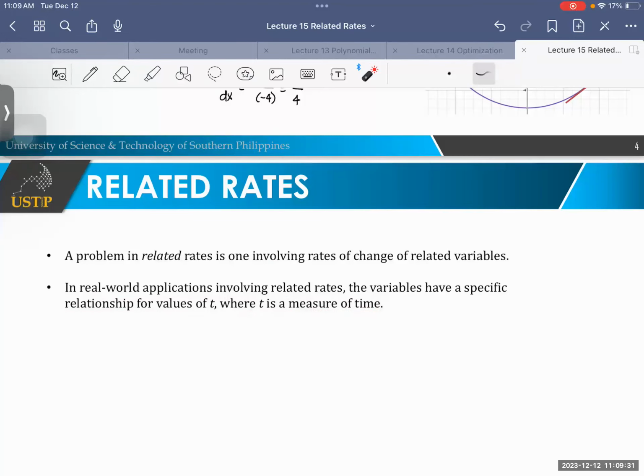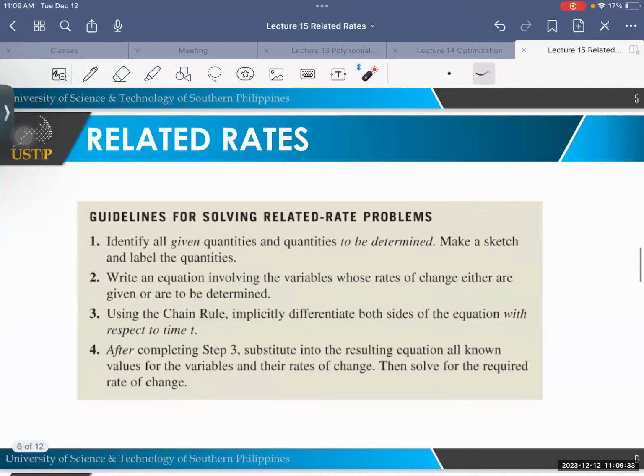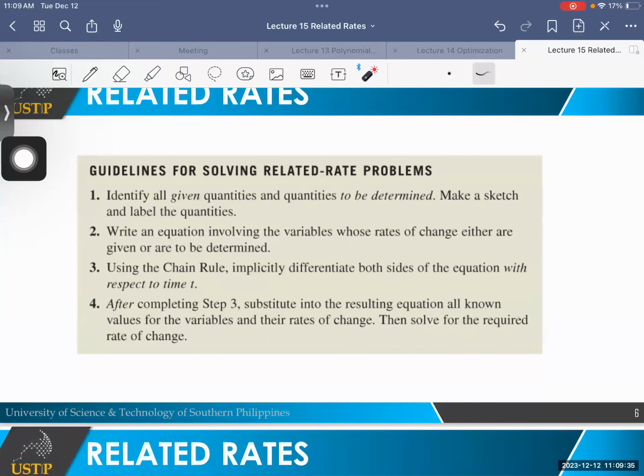Okay. Moving on. Guidelines sa data class. Usually, ang guidelines kay dili kay ninyo siya ma-remember unless kung sige mong solve, pero ato lang gyapon i-hatagalan. So first, we identify the given quantities and quantities to be determined. Same ra gyapon sa ato ang optimization.